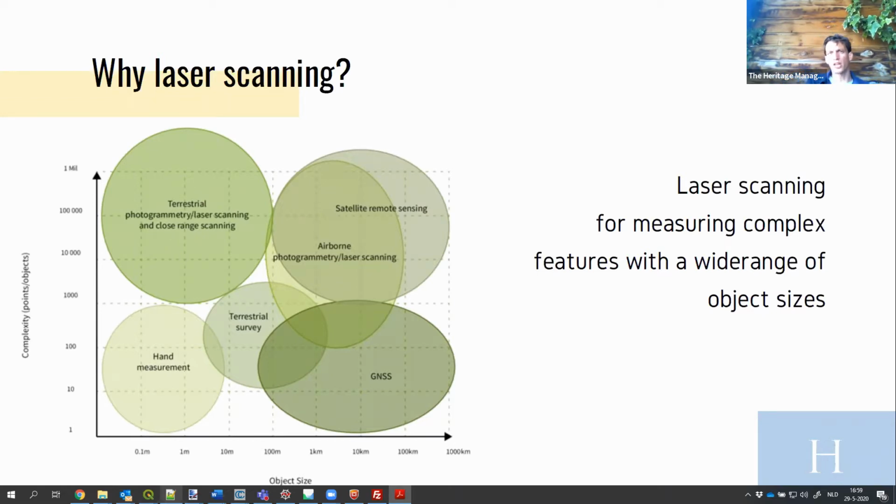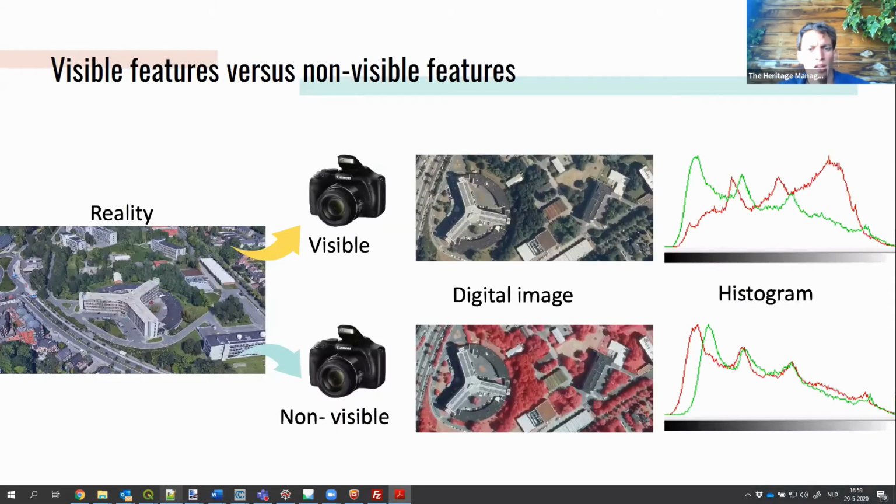So actually, if you say, okay, we have a large archaeological site and we want to cover it by laser scanning, it might be a good idea to think about the application of airborne laser scanning, which is of course much more expensive, but far less labor intensive in terms of data acquisition. But if you just want to cover a small portion of it, then you can think about terrestrial photogrammetry or terrestrial laser scanning. So that is how to read this illustration.